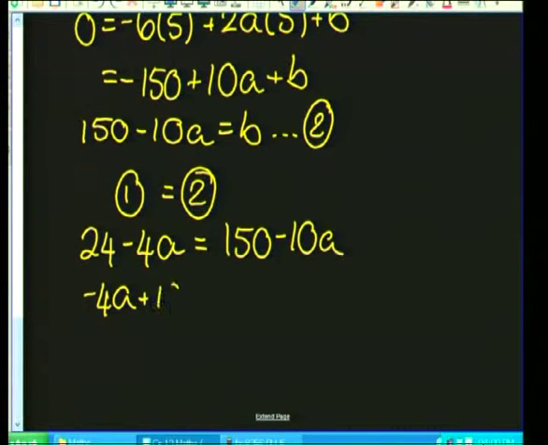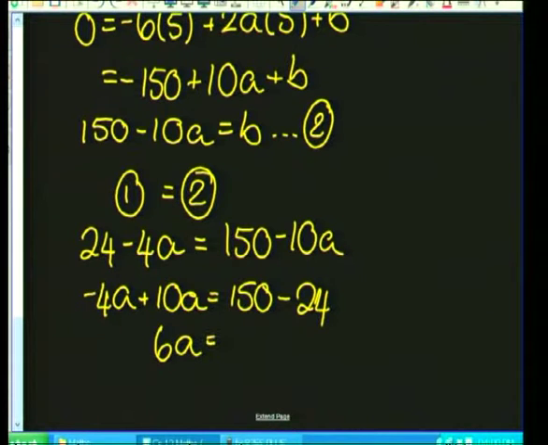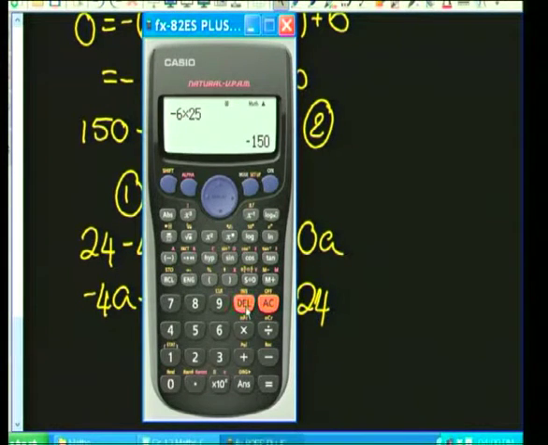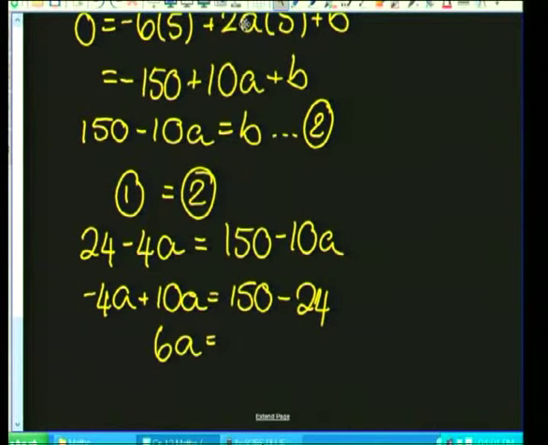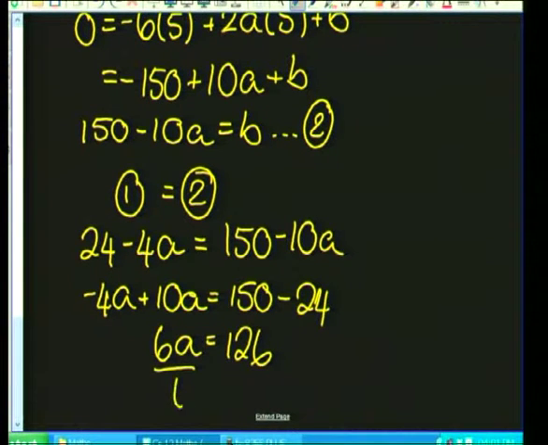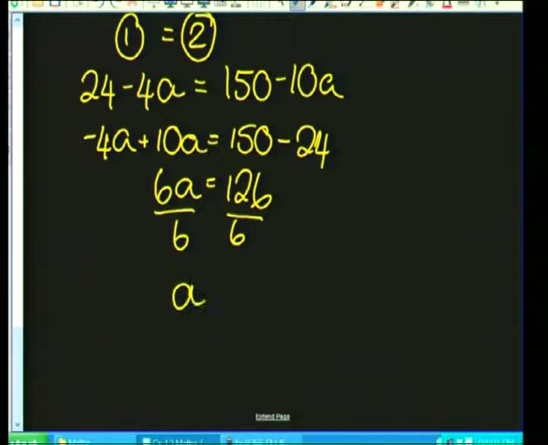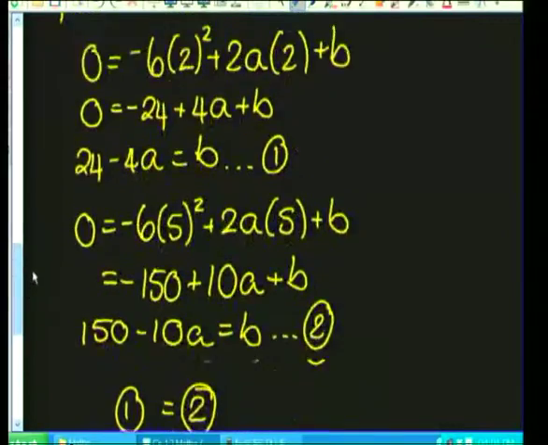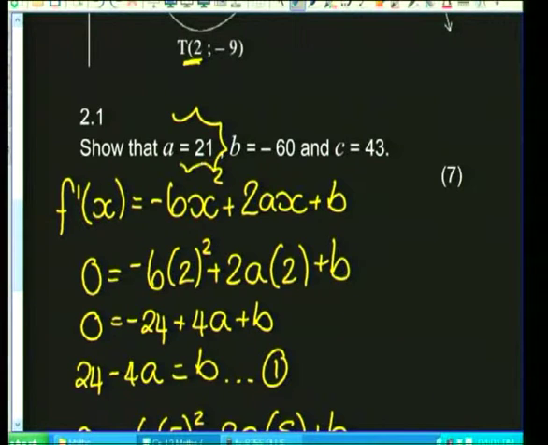Let's bring all our a's to the left and our whole numbers to the right. So I'm going to have a plus 10a, and I've got 150 minus 24. We've got 6a equals 150 minus 24, which is 126. If we divide by 6, we land up with an a value of 21. Let's go back and have a look. That's exactly what they wanted us to find. We wanted a equals 21, and we've done it.